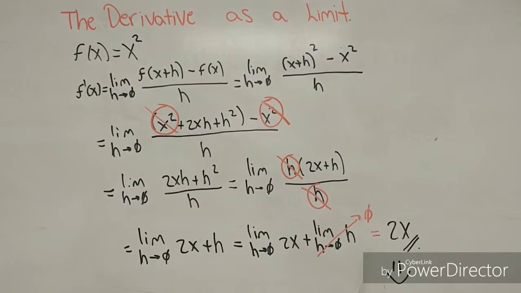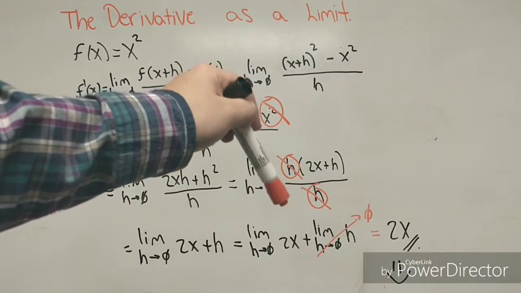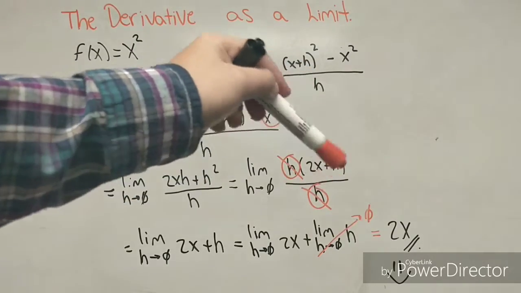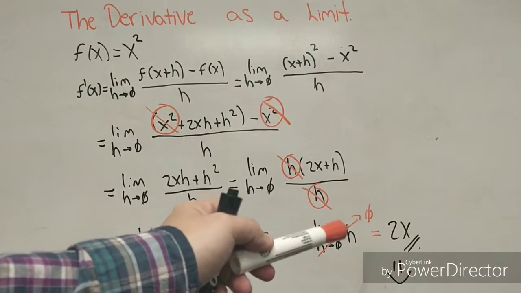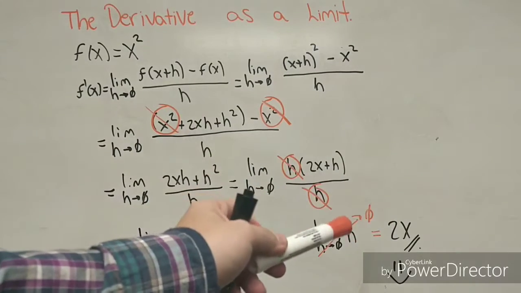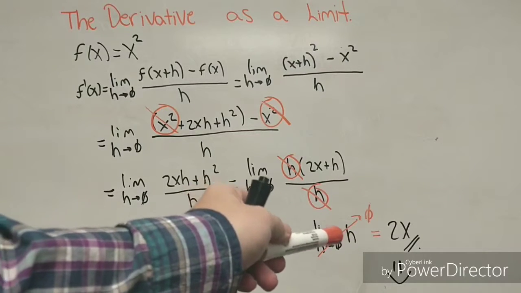So then, what we have to know is that if h tends to 0, then all this goes to 0, all this part, because it's the limit when h approaches 0 of h. So that's 0, just by definition, because h is approaching 0, right?